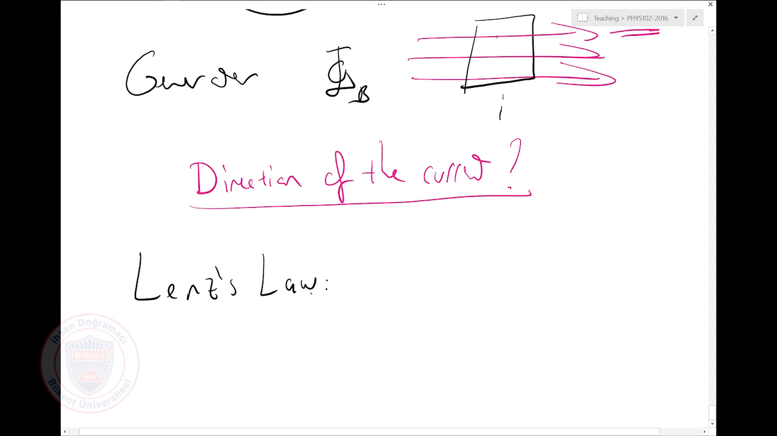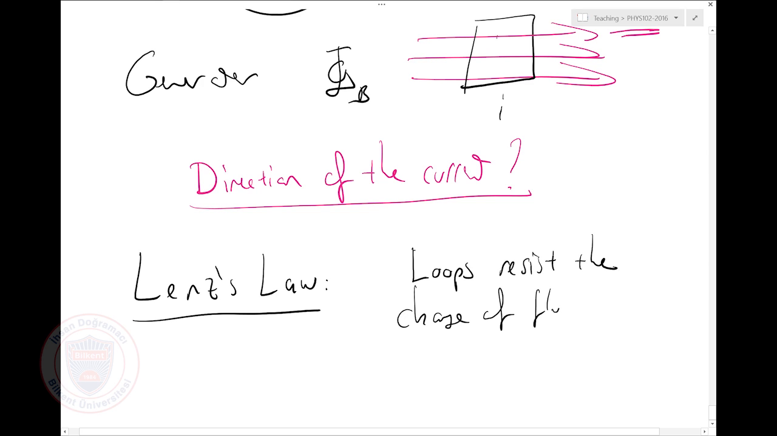So Lenz's law is very easy to state. It says loops resist the change of flux through them.